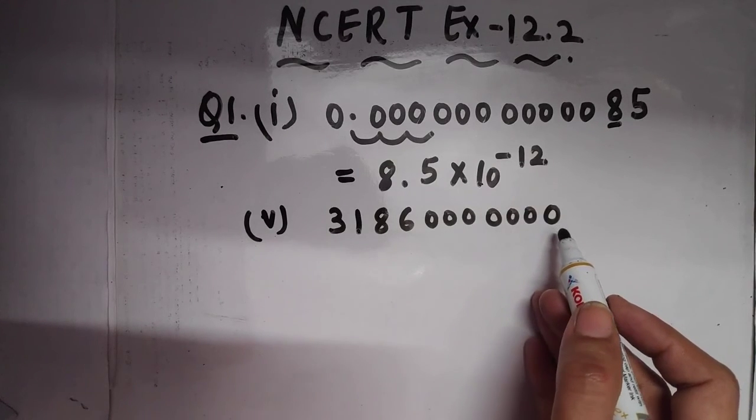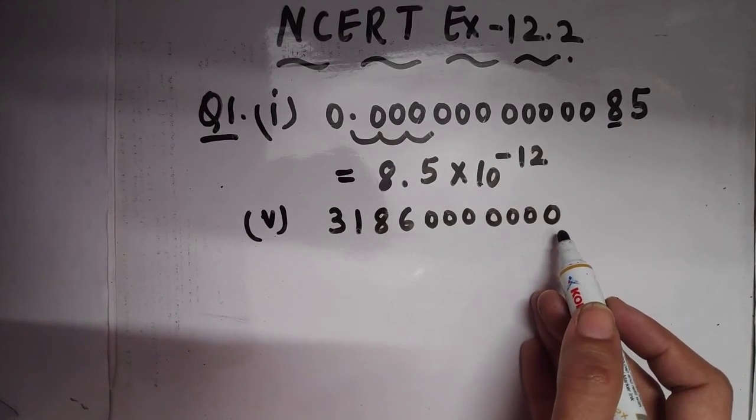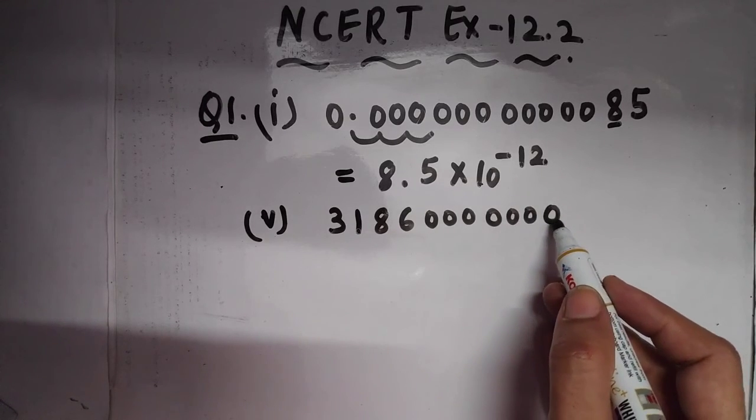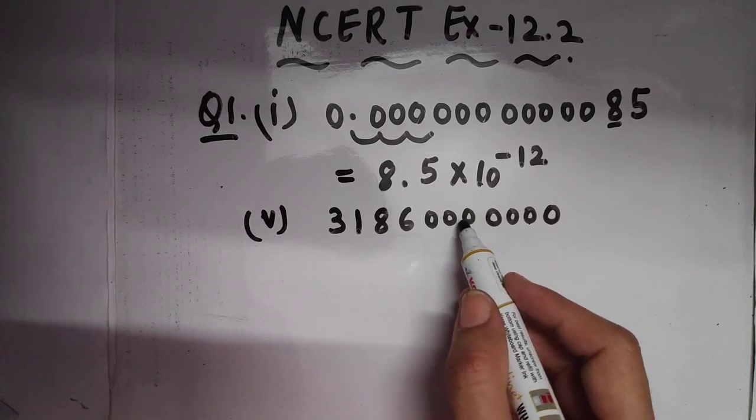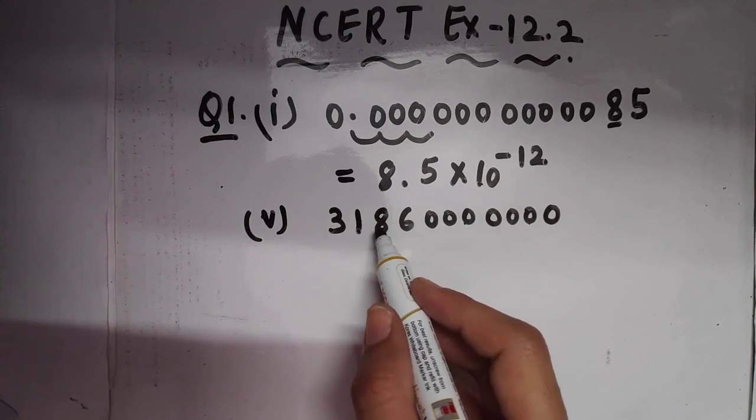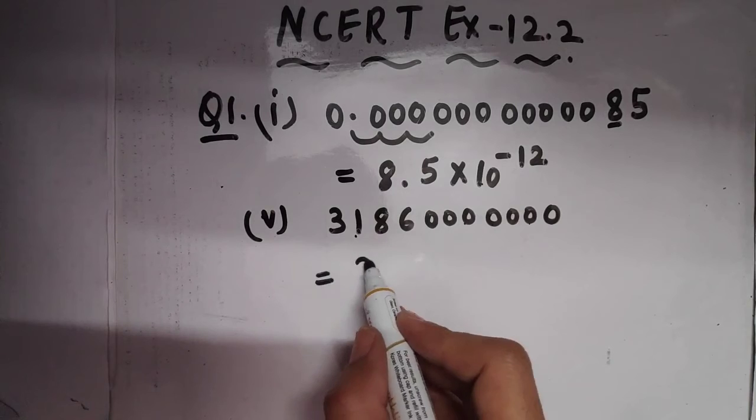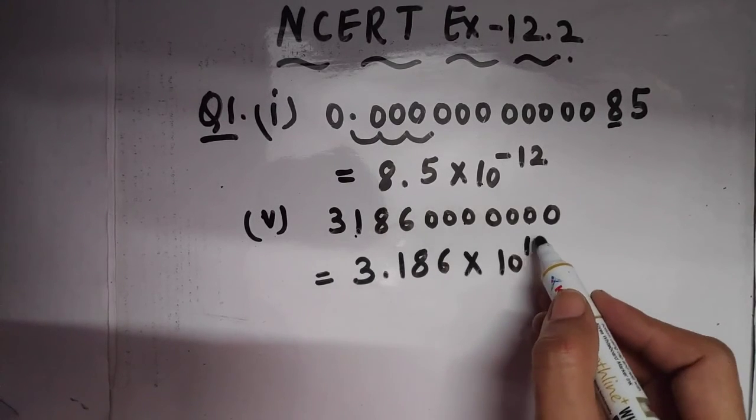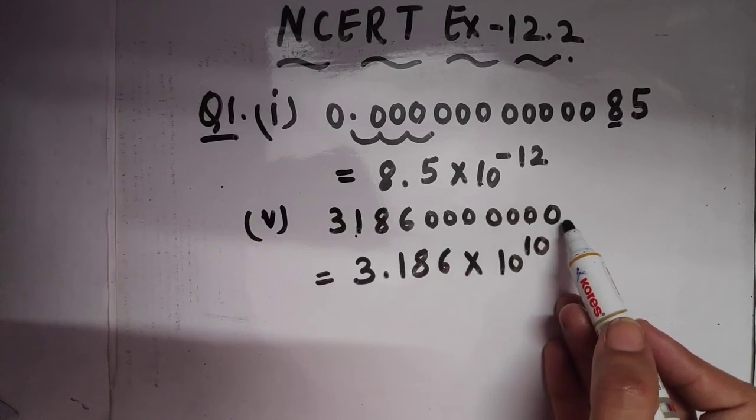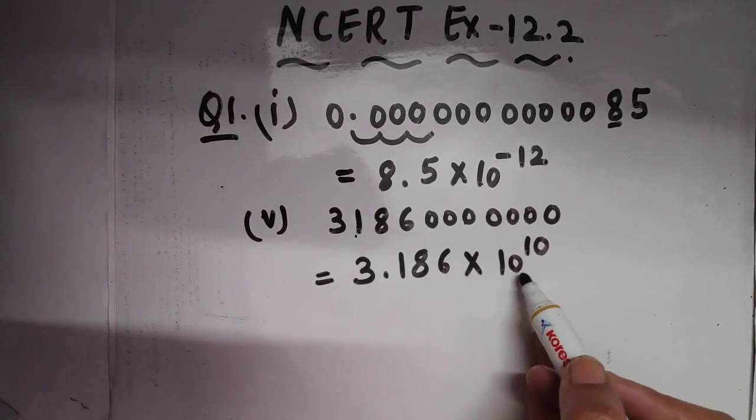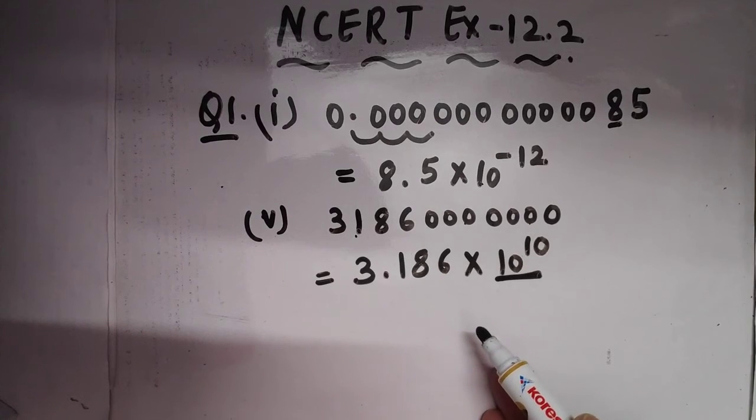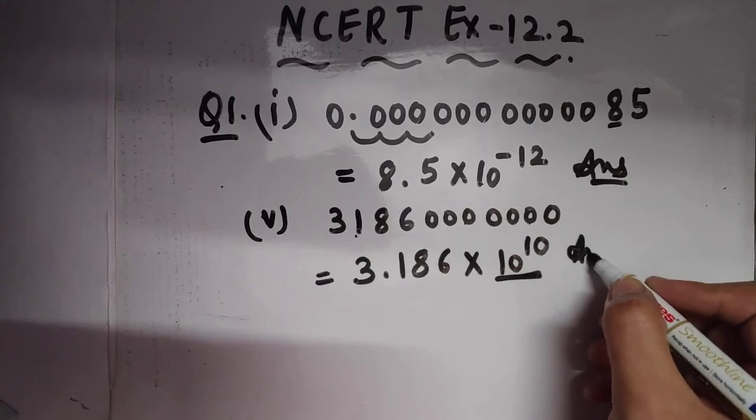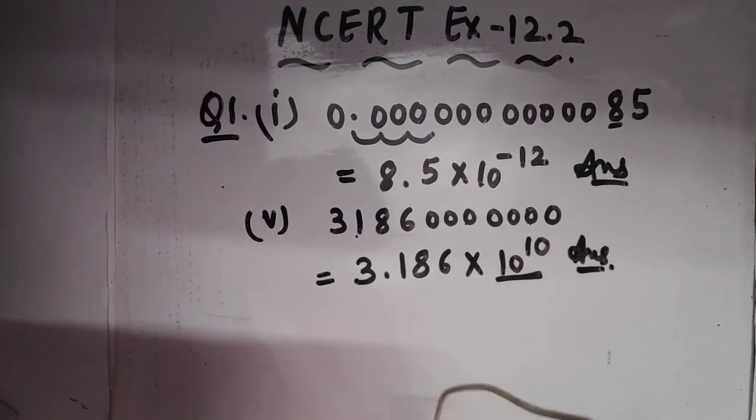So how many places am I going to move? Let us count now. It will be 1, 2, 3, 4, 5, 6, 7, 8, 9 and 10. So it will be equal to 3 decimal 186 into 10 raised to the power 10. As I have moved the decimal from right to left, I need to take the positive exponent. So this will be your answer for the first part and this will be the answer for the fifth part.